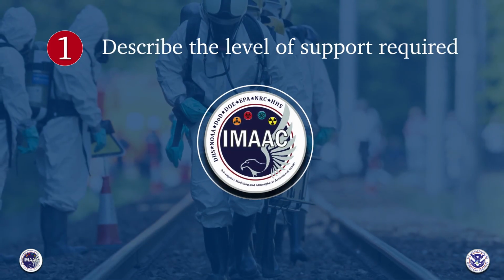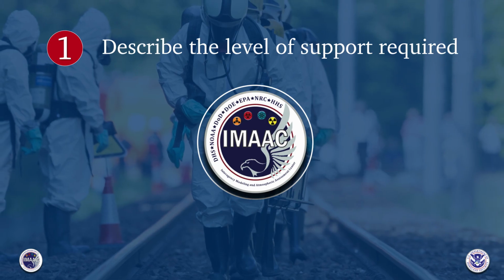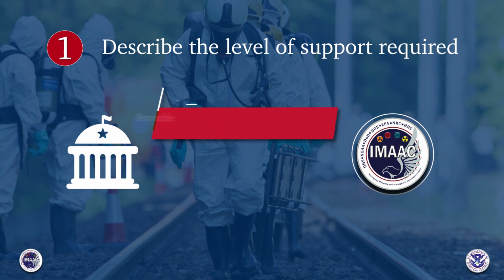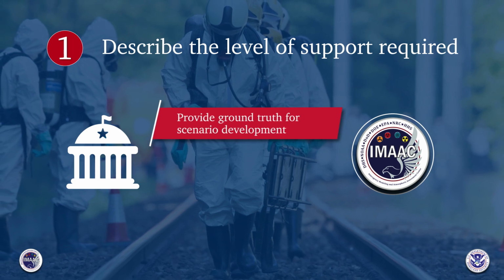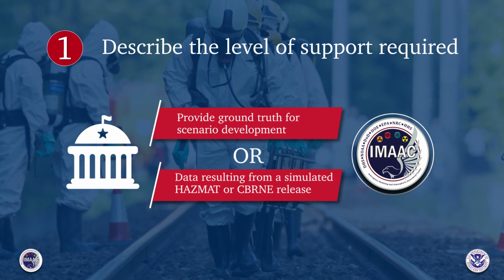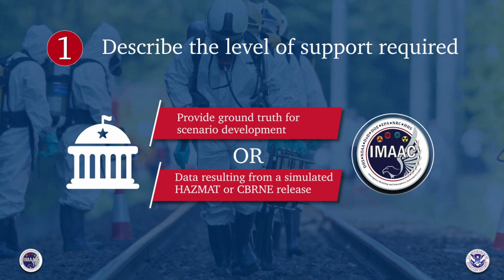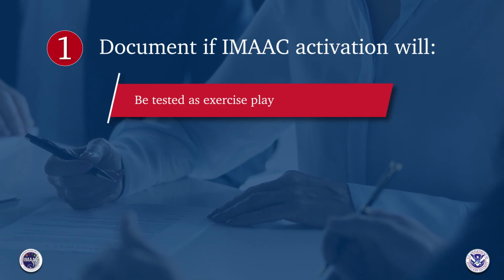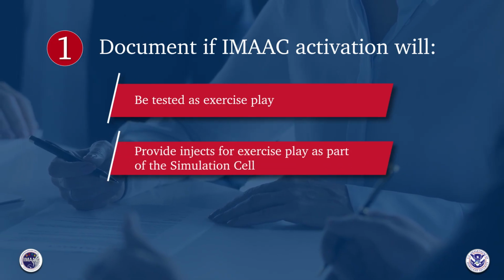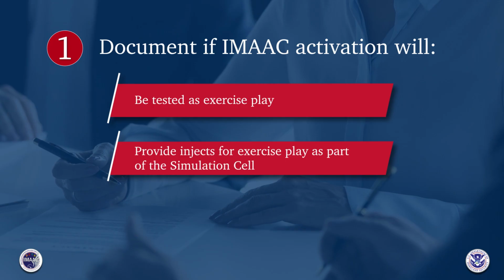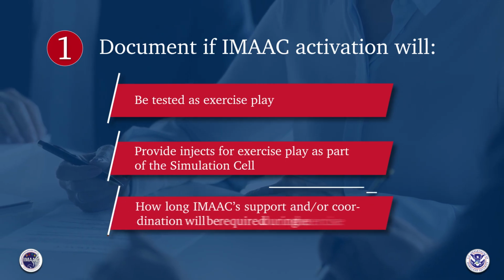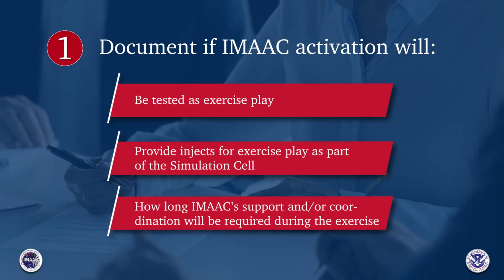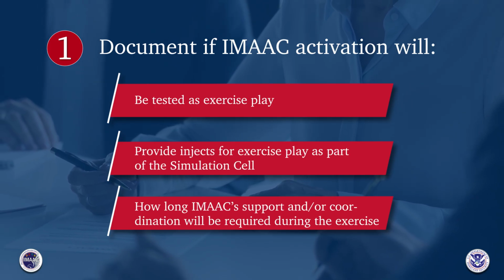Requesting agencies should also describe the level of planning and exercise support needed. For instance, requesting entities should note if the organization wants IMAAC to provide ground truth for scenario development, or specific data resulting from a simulated hazmat or CBRNE release. Requesting entities should also document if IMAAC activation will be tested as a part of exercise play, if IMAAC will provide injects for exercise play as part of the simulation cell, how long IMAAC support and/or coordination will be required during the exercise, 1 hour, 24/7, etc., or other types of desired support.